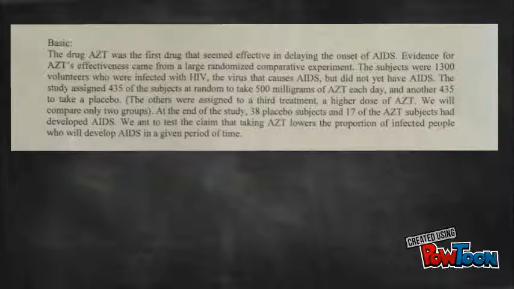435 of the subjects at random to take 500 milligrams of AZT each day, and another 435 to take a placebo. The others were assigned to a third treatment, a higher dosage of AZT. We will compare only the two groups. At the end of the study, 38 placebo subjects and 17 of the AZT subjects had developed AIDS. We want to test the claim that taking AZT lowers the proportion of infected people who will develop AIDS in a given period of time.